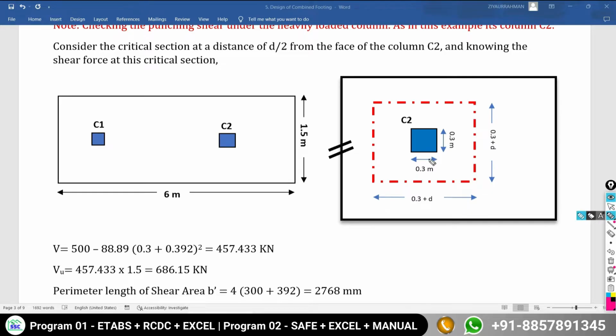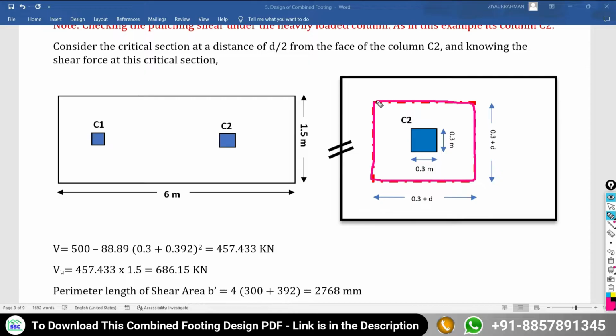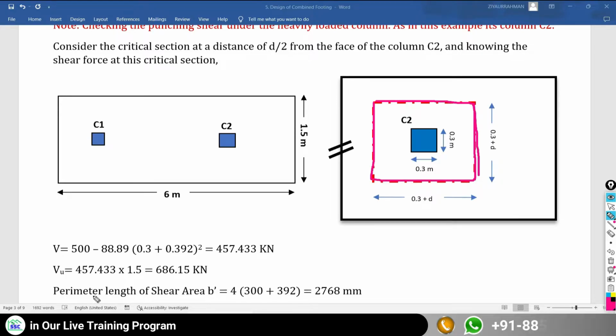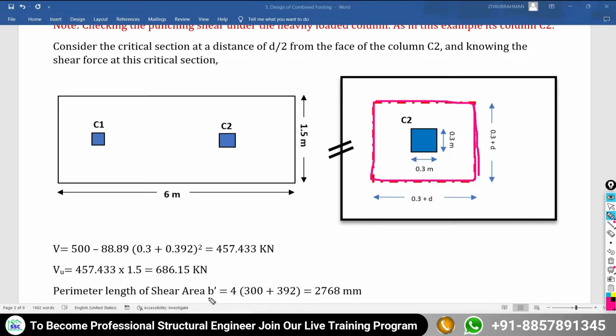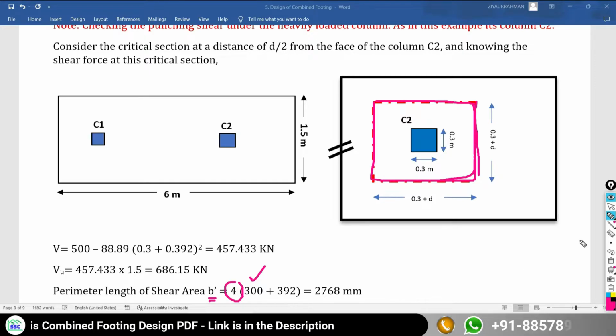Thereafter, I have to calculate the perimeter length of this punching shear section. And how can you calculate that? You have to multiply each side by 4 times. So it is going to become the perimeter length of the shear area. I am going to represent it by b dash, 4 times this one side. So it is 0.3 plus effective depth. In mm it is going to become 300 plus effective depth 392, and 4 sides are there. If you multiply it with 4 sides, you are getting total perimeter as 2768 mm.